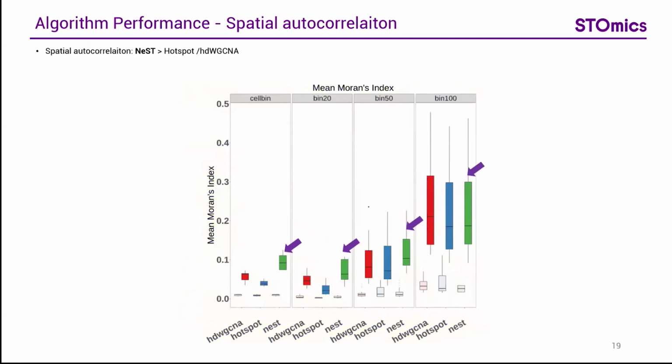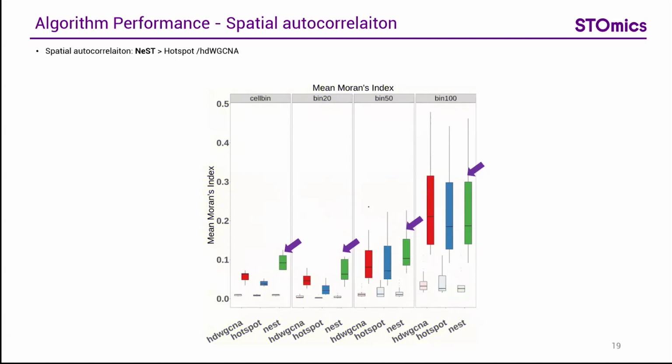Since the number of gene sets and the spatially variable genes found by each sample and algorithm varies, we randomly select the same number of spatially variable genes and co-expression gene sets as the baseline, the light-colored box, for a more intuitive comparison of results. Regarding the accuracy of spatial autocorrelation, we found that the NEST algorithm, the green box, significantly outperforms the other 2 algorithms in enriching gene spatial patterns in cell bin and bin 20.